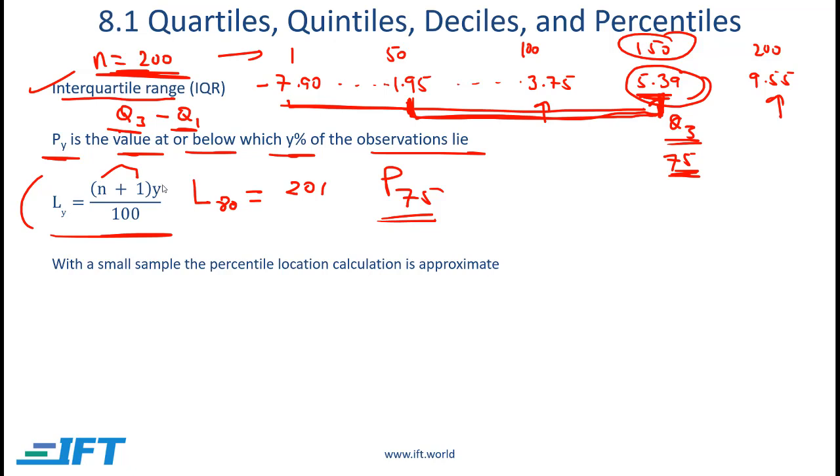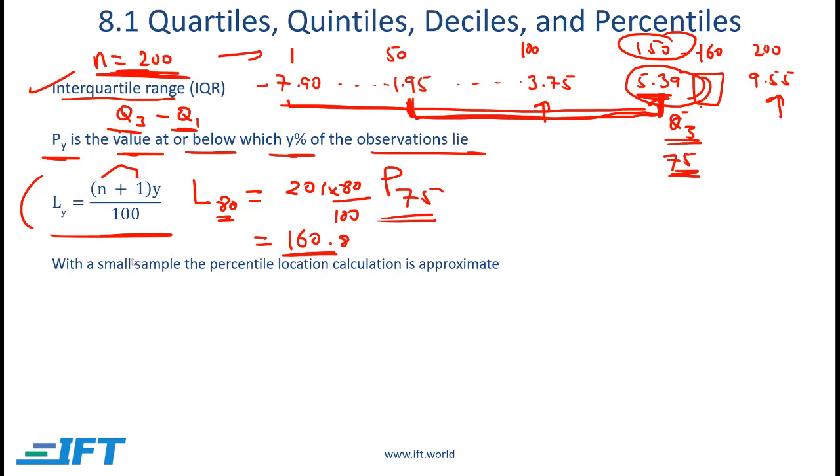And then multiplied by y over 100. So if we are looking at the 80th percentile, then this will be 200 into 80 over 100. And that will give us 160.8. So this is the location of the 80th percentile. So here we will find essentially the 160th term, and that will represent the 80th percentile.